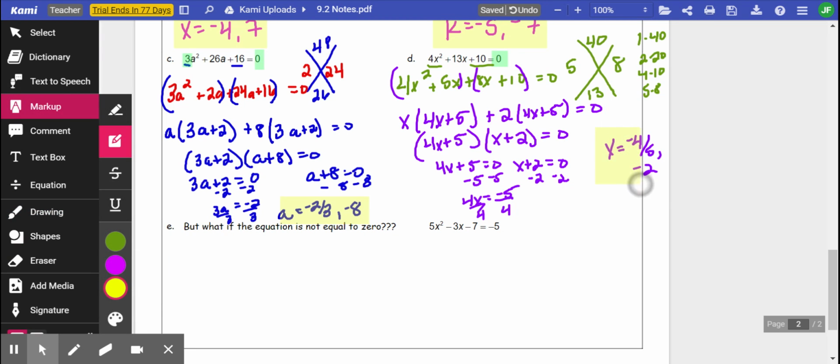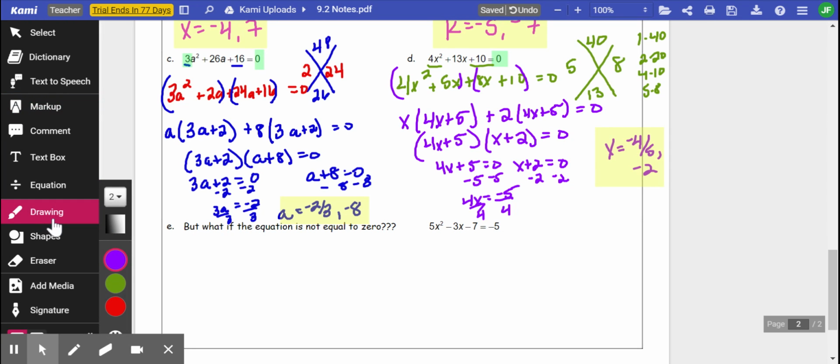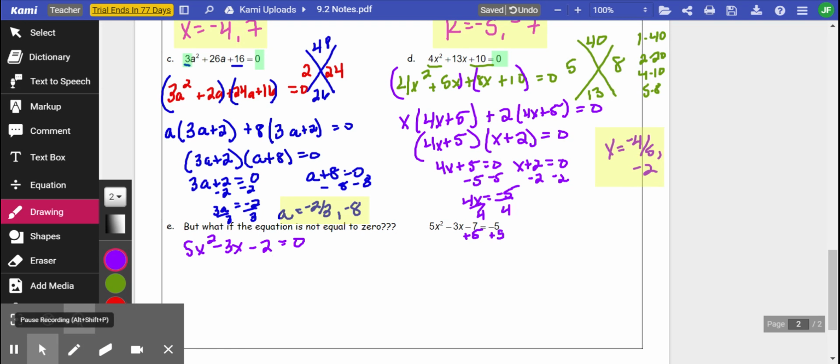Final answer there. Okay, so last example, I know this video got kind of long because I went through the warm-up, but if we do not have an equal 0 here, I need to get an equal 0, so I need to cancel out that negative 5 by adding 5 to both sides. So I end up with 5x squared minus 3x minus 2 equals 0. And I'm actually going to leave that one for you to try and come back and check your solution when you're done.